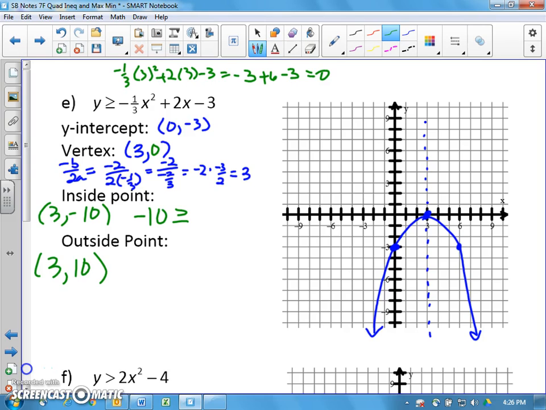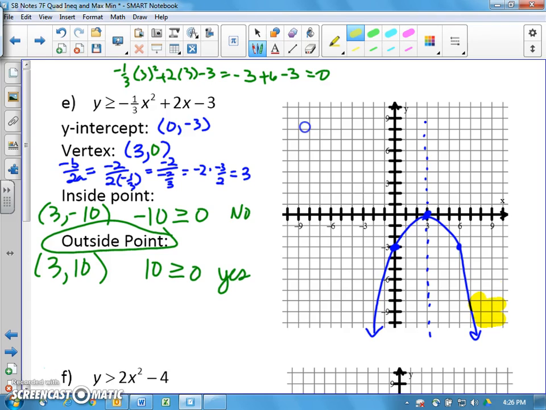Remember, when we plug in 3, we know we're going to get 0. So is negative 10 greater than or equal to 0? No. This one, when I get 10 is greater than or equal to 0, this is true. So what this means is that we are going to shade outside rather than inside. And our shading should look something like this. You want to try to make it clear that you know that you're shading the whole region outside. And there we go. So stop the video and go on and do example F on your own.